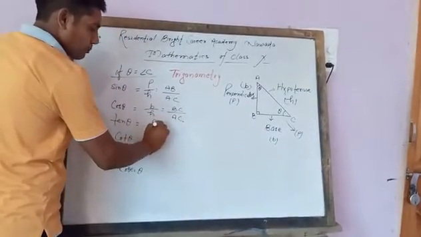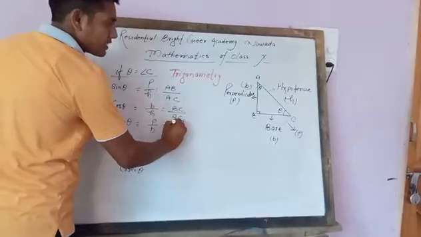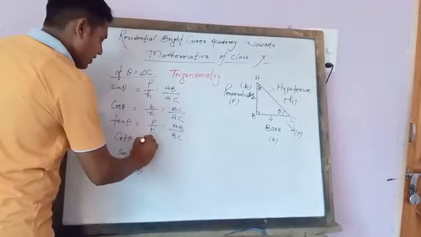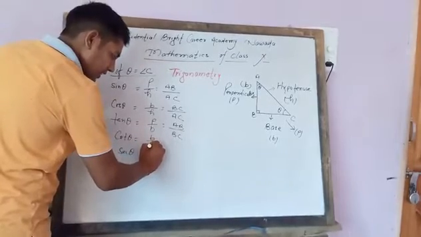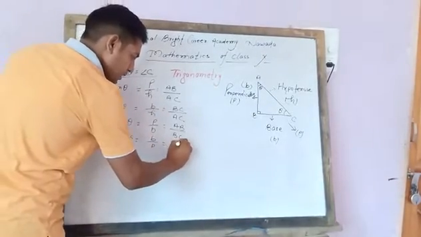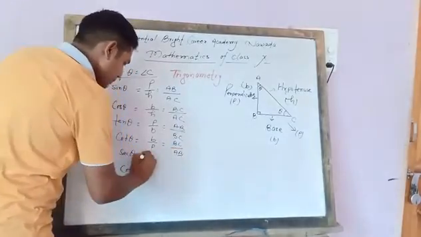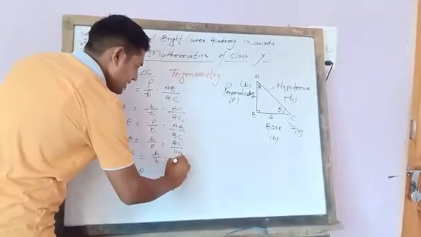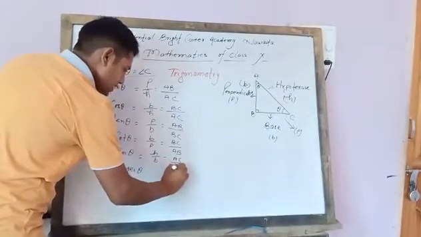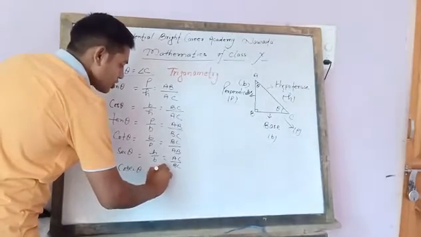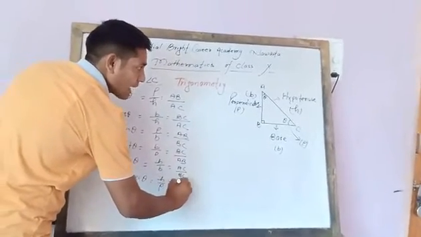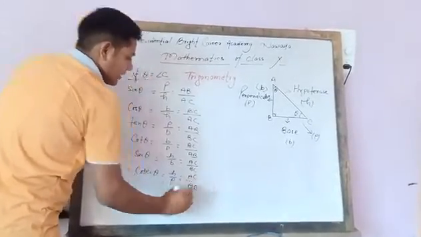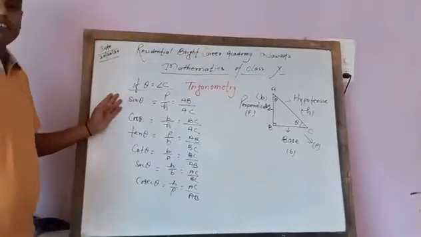Tan theta is equal to P by B. Here P is equal to AB and B is equal to BC. Cot theta is equal to B by P, where B is equal to BC and P is equal to AB. Similarly, sec theta is equal to H by B. H is equal to AC and B is equal to BC. And cosec theta is equal to H by P. Here H is equal to AC and P is equal to AB. These are the trigonometric ratios.